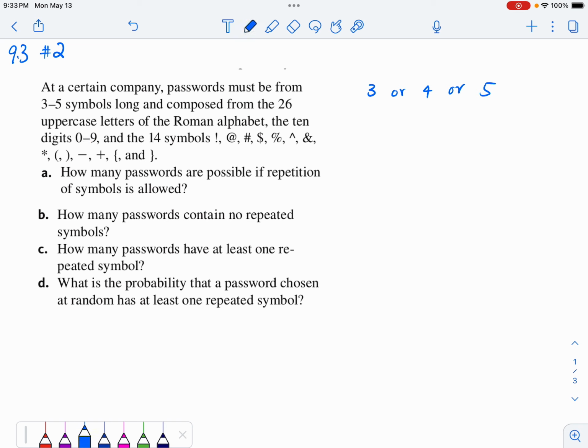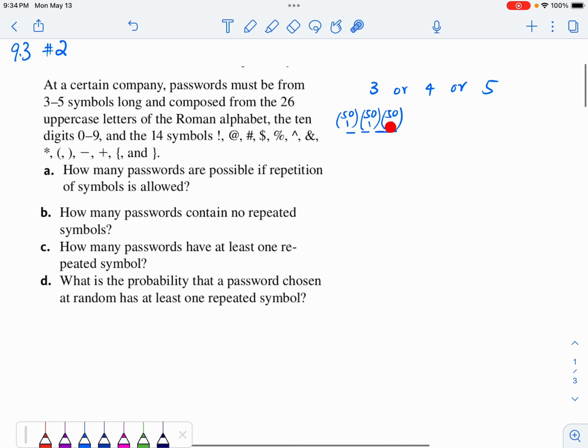In other words, the first character can be one of those, right? So 26 plus 10 plus 14, which is 50. So you can choose one from the 50, so basically it's just like 50 choose 1. And then the second character, because repetition is allowed, you can choose any one from this 50 and so on and so forth. For the third one, you can choose one from those 50. So therefore, this basically is 50 times 50 times 50, which is 50 cubed.